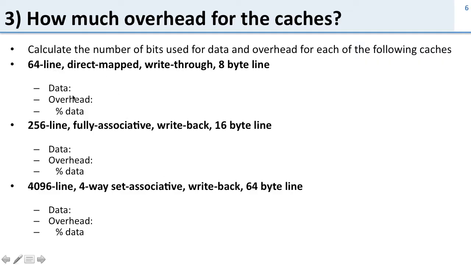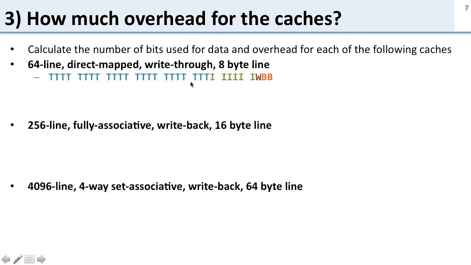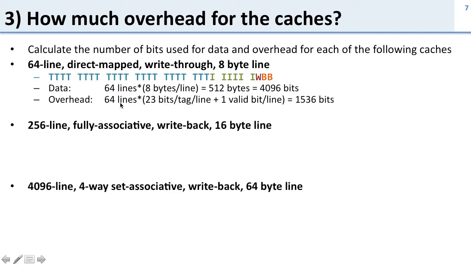So for the 64-line cache, how much are we going to spend on data and overhead, and what's the percent of data? So here's the way we're going to index this. And so for the data, we have 64 lines. Each line has 8 bytes of data, because we have 8-byte lines. So that's 4096 bits of data. Now how much overhead do we have? So for each of our 64 lines, we have 23 bits of tag plus 1 valid bit. So that's 1536 bits. That's 73% data.